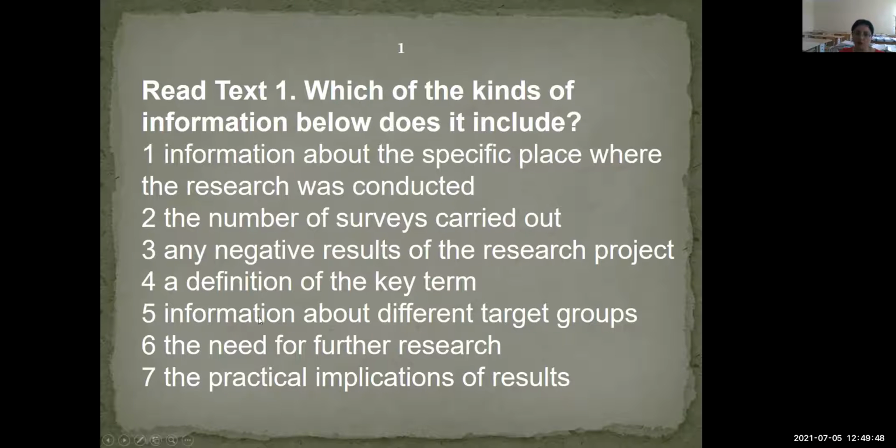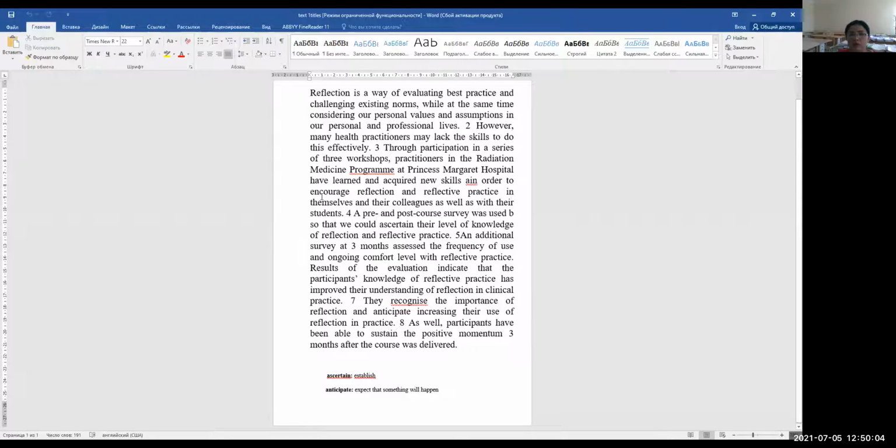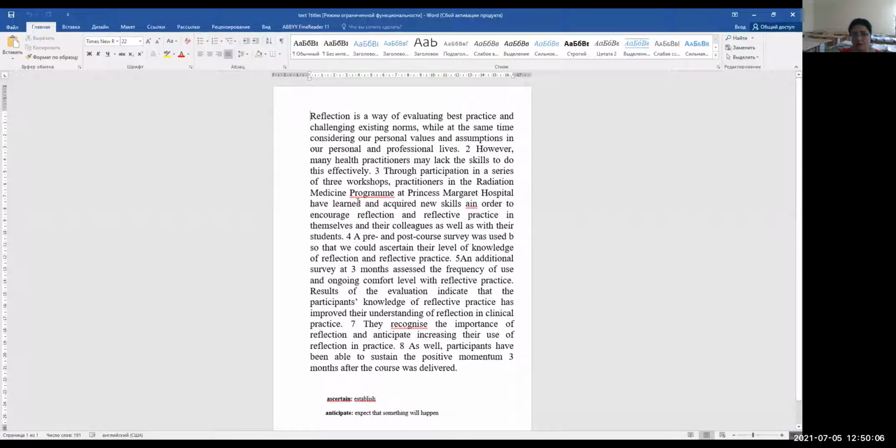And the fifth one, information about different target groups. The sixth one, the need for further research. And the last one, the practical implications of results. Now look at the text.